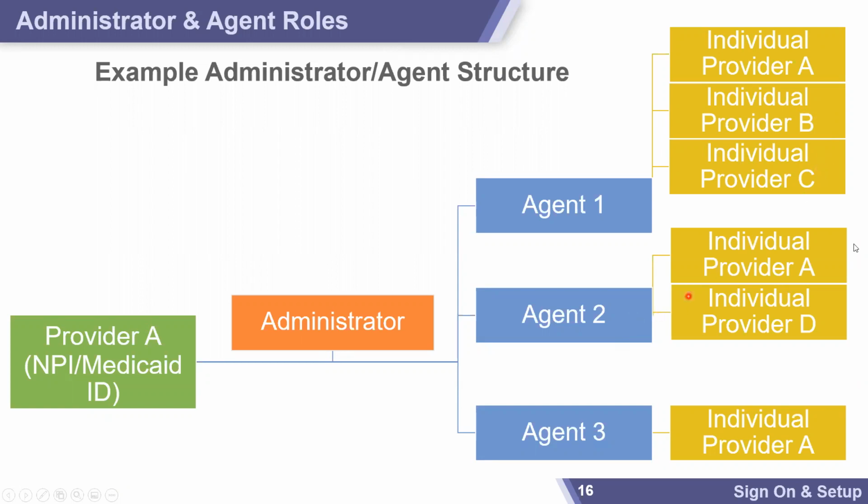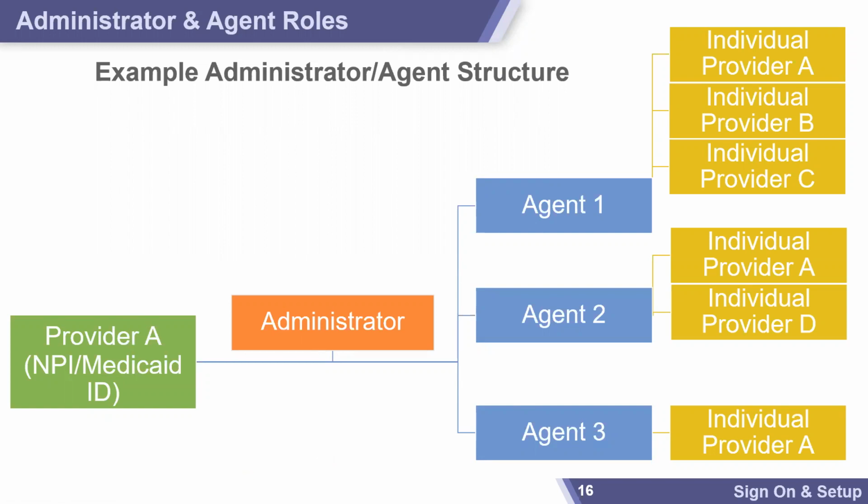Same for agent 2. Maybe they complete the prior authorizations for provider A and then do revalidations for provider D. Whereas agent 3 is only completing those revalidations for provider A. So I just wanted to show a structure where, while there is only one administrator per NPI or Medicaid ID, that administrator can assign many other users as agents underneath that particular provider. And there's no limit on the number of agents, the tasks or functionalities that they can complete, or how many you can assign.